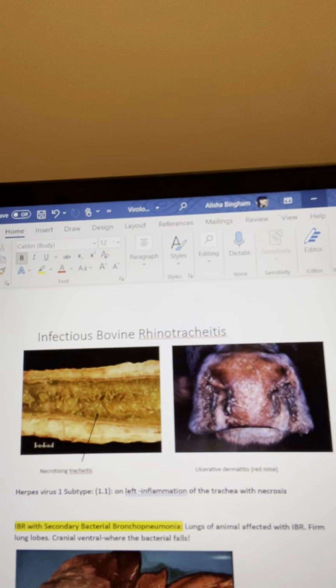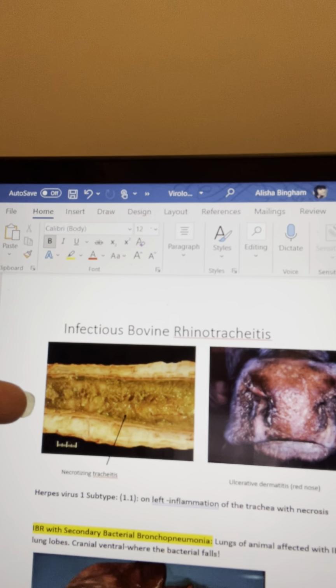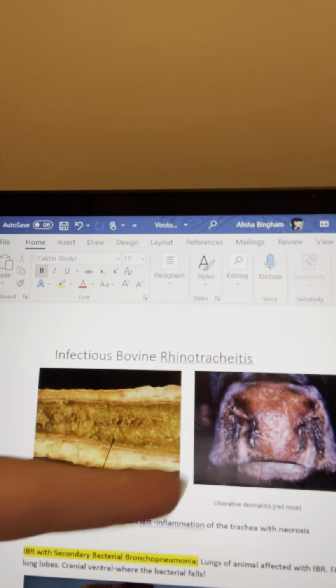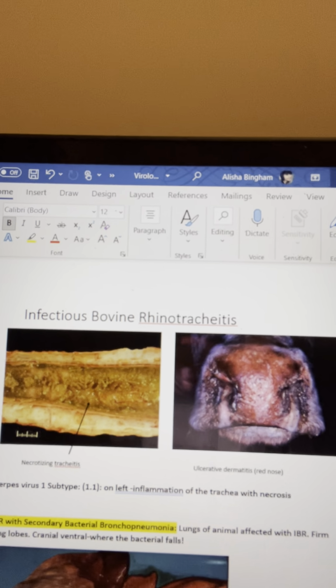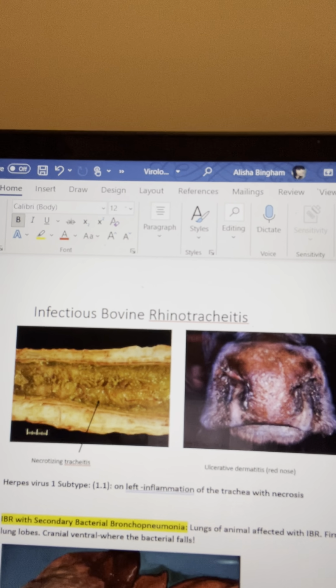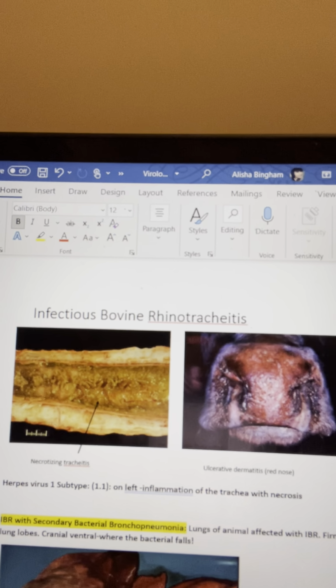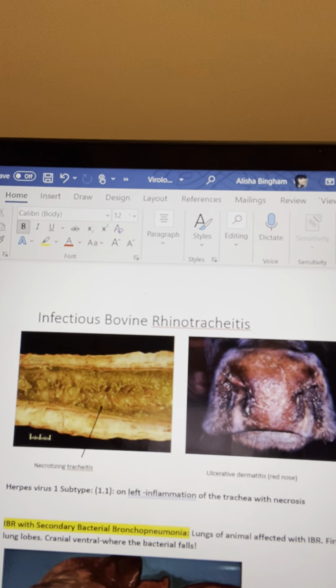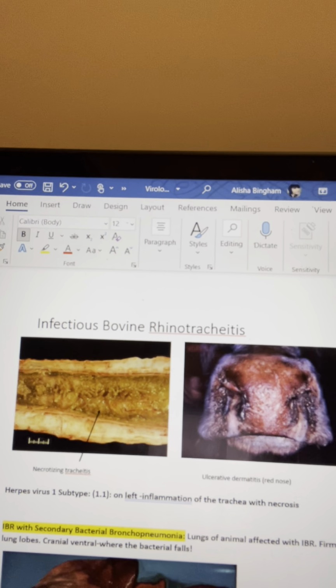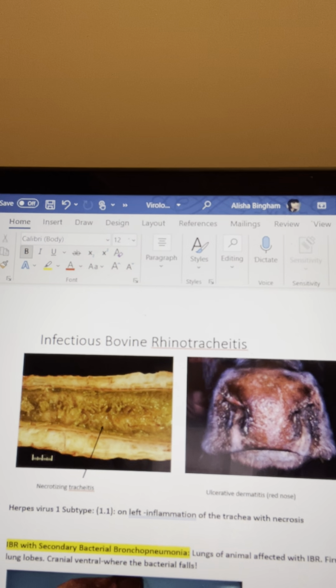So this is what infectious bovine rhinotracheitis looks like. We have a necrotizing tracheitis there, and then on the left we have an ulcerative dermatitis, so the red nose. So the herpesvirus 1 subtype is responsible for both of these, and it can cause infectious bovine rhinotracheitis as well.